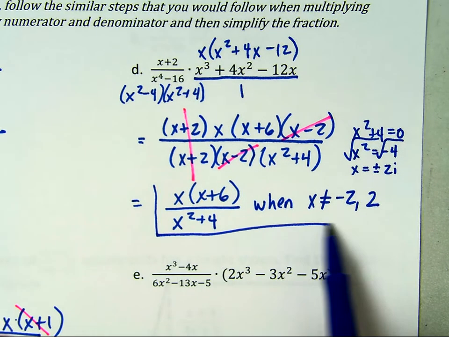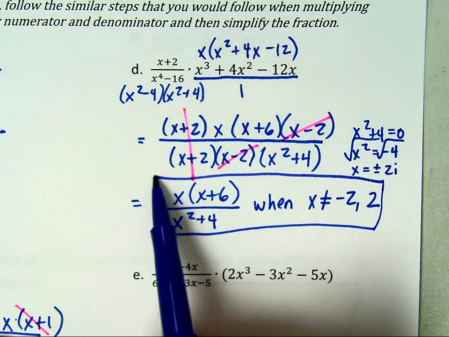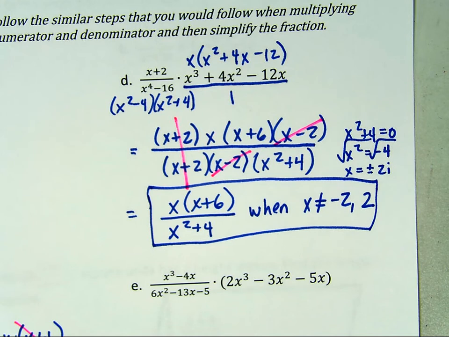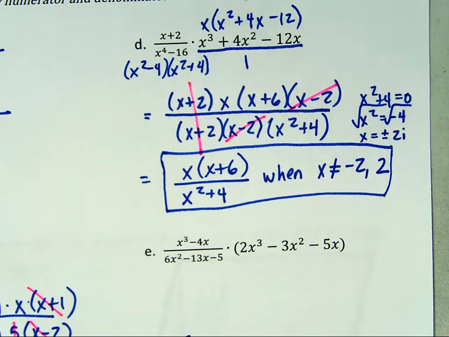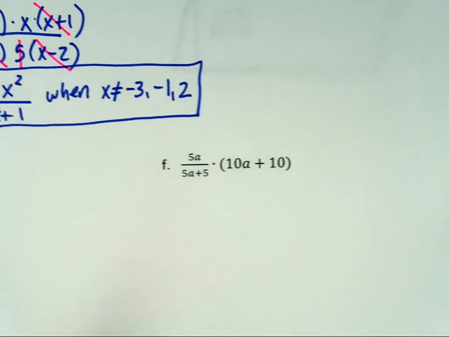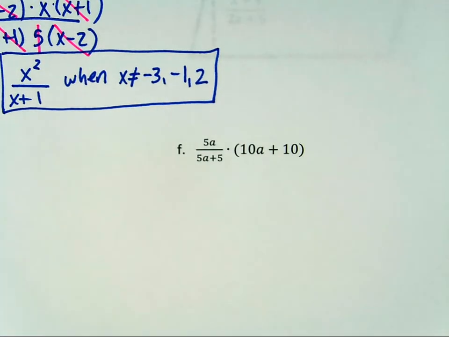You want to get fancy and exclude positive negative 2i, then by all means go ahead, but it's not necessary. Okay. All right, let's take a look at F. One more problem just like this, just to give you an extra example here.